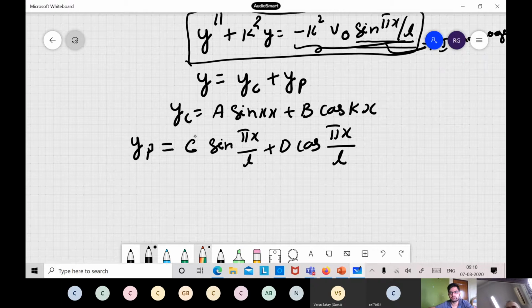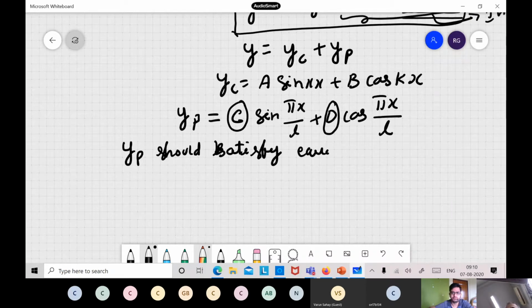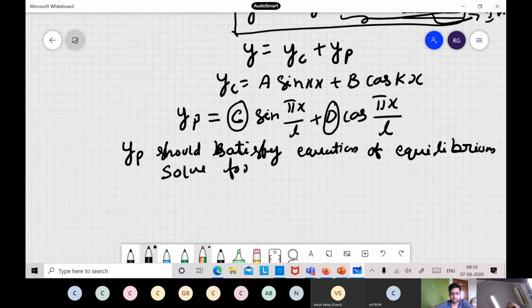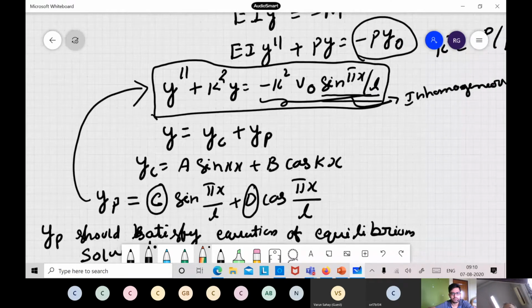All of you know how to find these constants in an ODE for a particular integral. The particular integral yp should satisfy the equation of equilibrium. So you have to solve for C and D. You substitute yp, that is c sine pi x by l plus d cos pi x by l, in this equation, and solve for C and D.